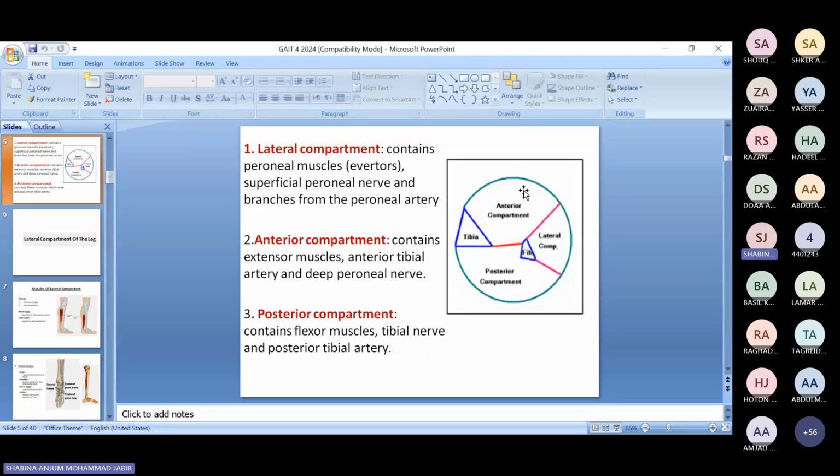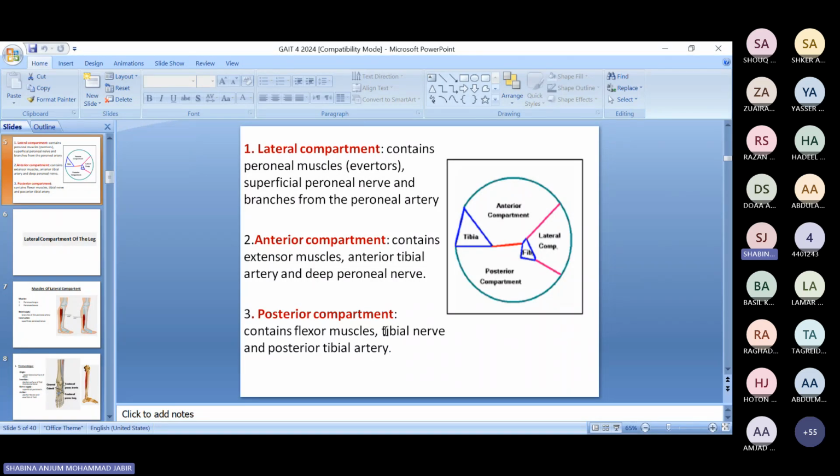Then we have the anterior compartment. In the anterior compartment, the muscles are called extensor muscles. Which nerve will be there? We have the deep peroneal nerve along with the anterior tibial artery. What about the posterior compartment? The posterior compartment is called the flexor group or flexor muscles. Posteriorly we have the tibial nerve and posterior tibial artery.